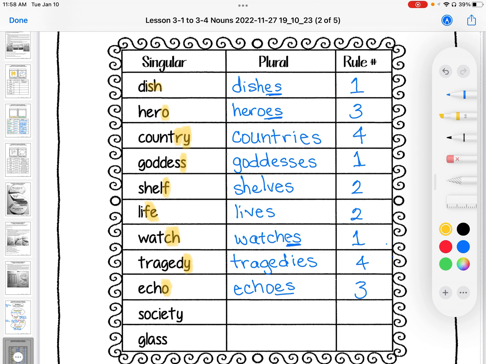Society ends with a Y. So rule number 4 tells me I change the Y to an I and I add ES. And then the last one is glasses. And glasses ends with an S. So I'm going to add ES onto the end because that's what rule 1 tells me.